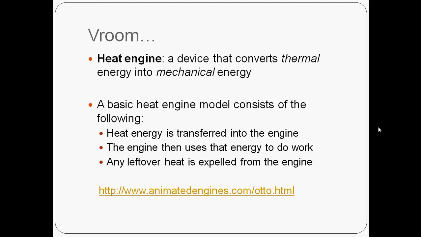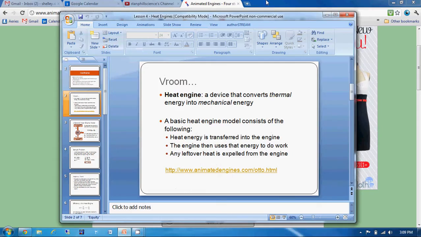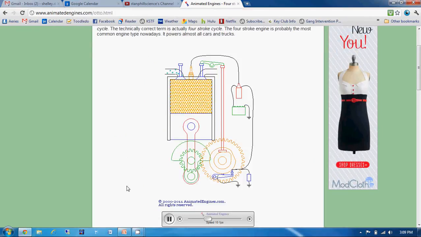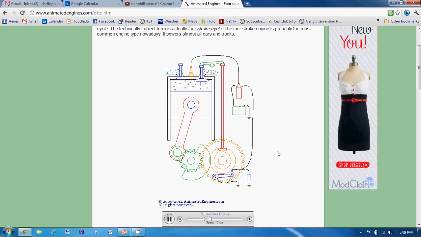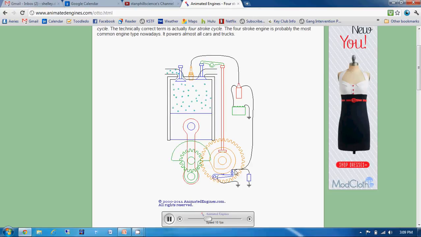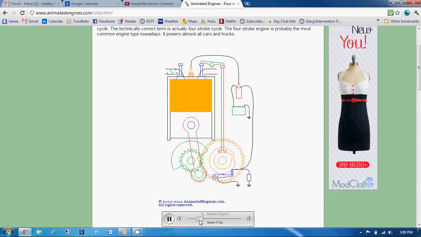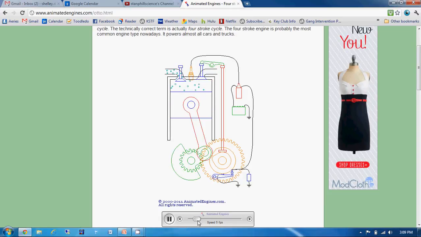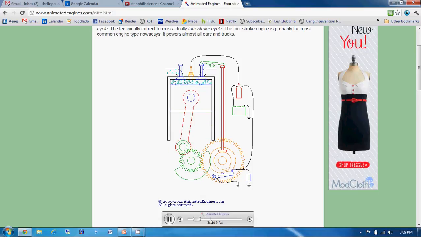So let's take a look at that a little bit more closely by looking at this animation right here. What we see is a standard 4-stroke heat engine, very similar to the one that might power your car. We've got 4 different steps involved in this, so I'm going to slow this down and talk you through each one.